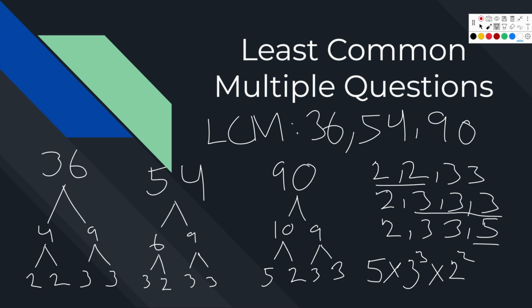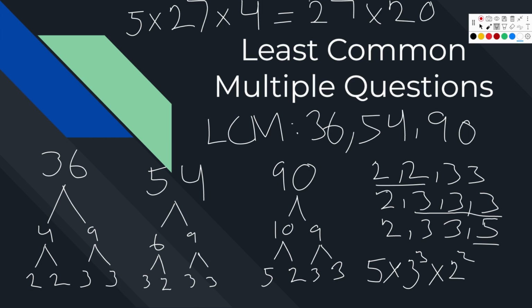And so after doing this working, we'll get 5 multiplied by 3 cubed, which is 27. And then we're going to multiply that by 4 at the end. And so using this, we're going to find that 27 multiplied by 20 is going to give us our answer. And of course, this would just be a very long calculation, so you could put this in your calculator, 27 multiplied by 20.